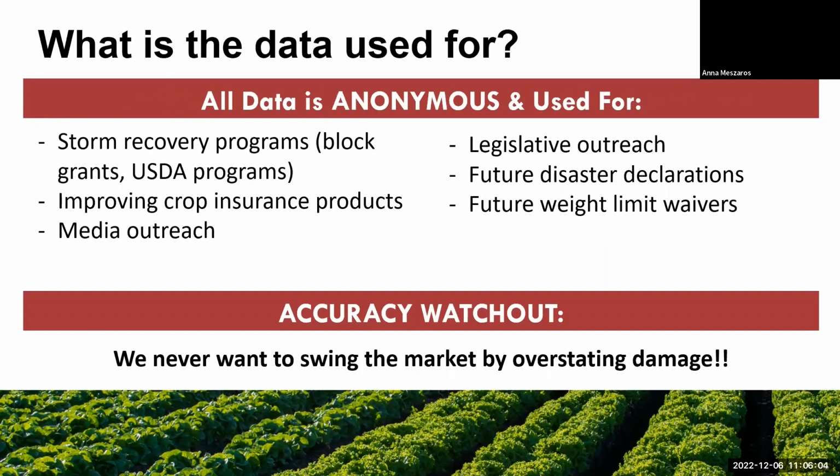So what is the data used for? Anna talked about this a little bit, but all that data is anonymous when it comes into us. But the biggest thing that it's used for really is storm recovery programs. So as soon as a storm's coming through and even beforehand, our staff is looking at what kind of program is going to help growers either replant or with infrastructure losses. When you think about Irma, there was the citrus block grant that helped a lot of the citrus growers. So how do we build those programs to help with the need?